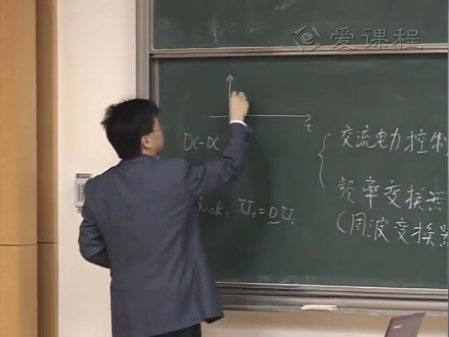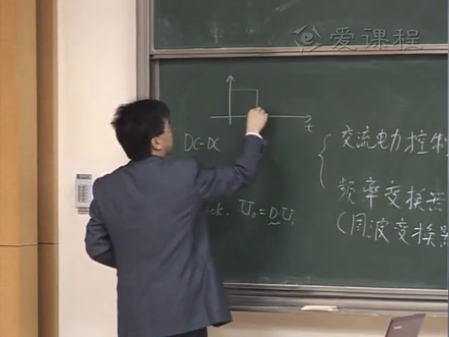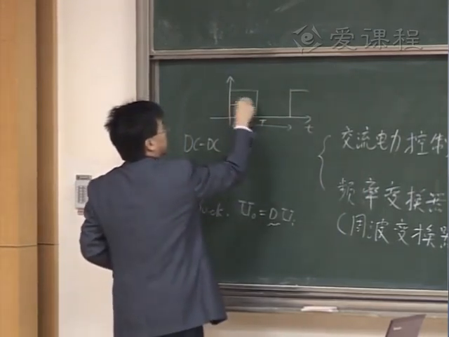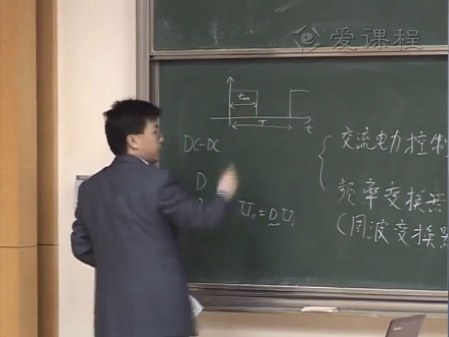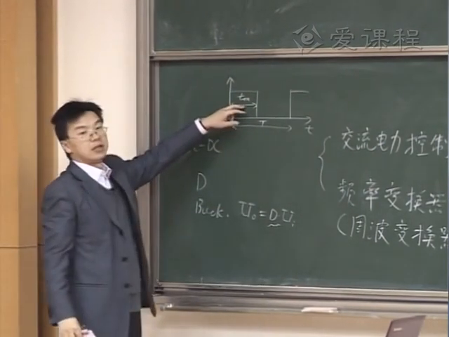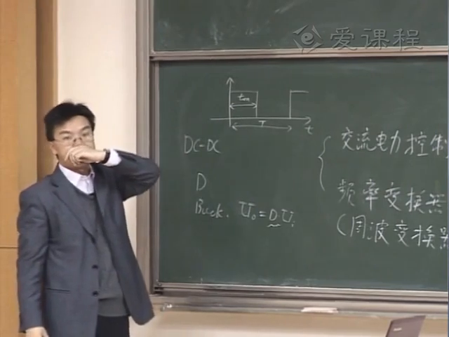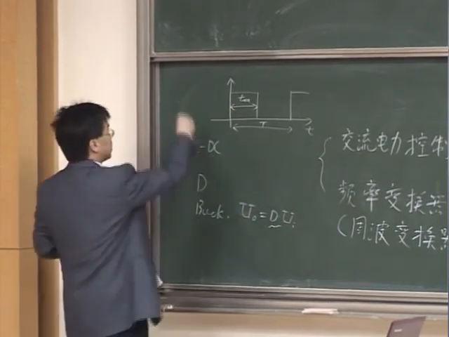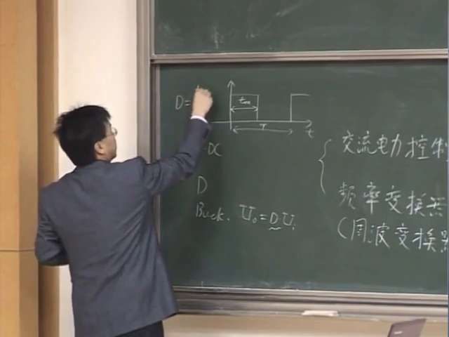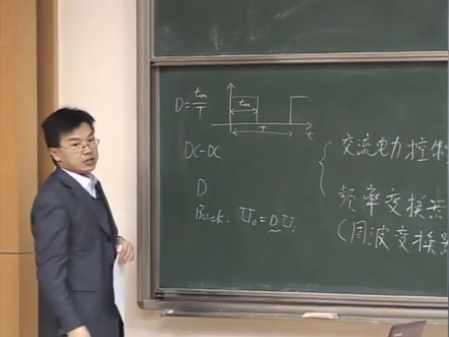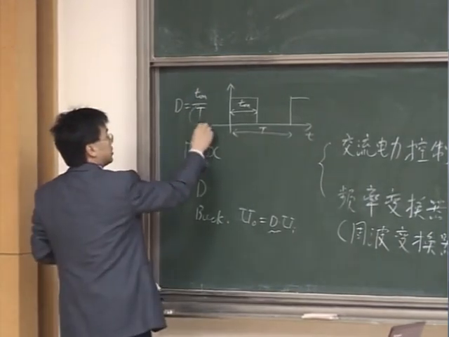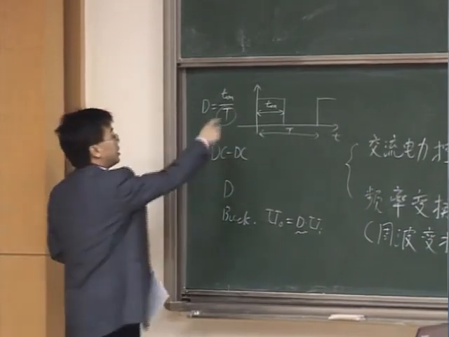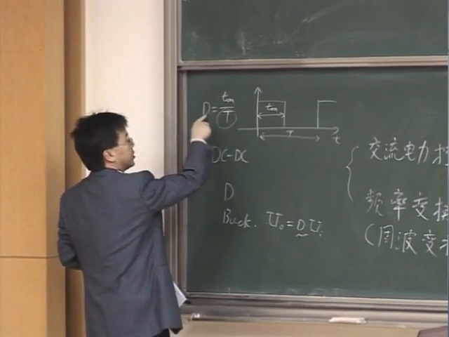And duty cycle means, in a controlling period, for how much time you set the power semiconductor switch under on state. For how much time you turn on the switch. And then duty cycle is defined as T on over T. And usually the controlling period is constant. We usually do not change that. And if you change T on, you change the duty cycle.